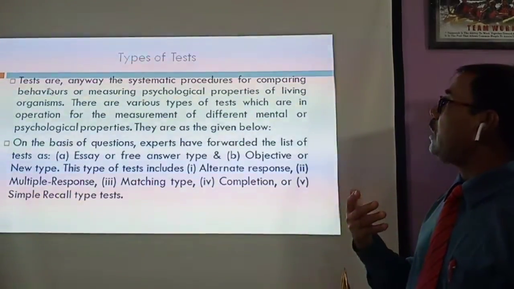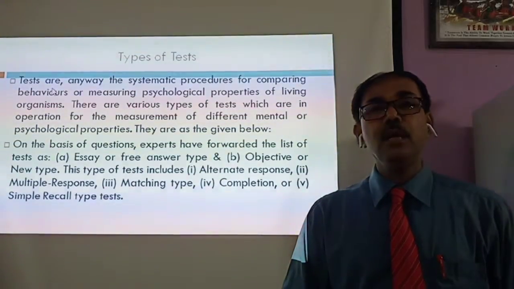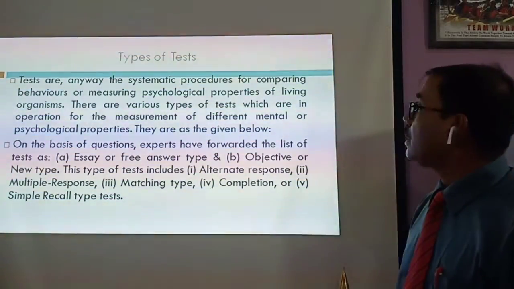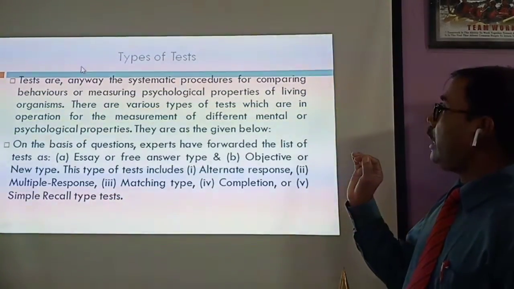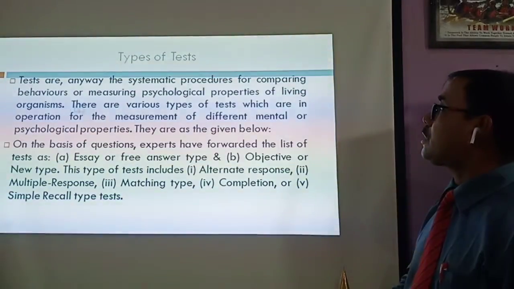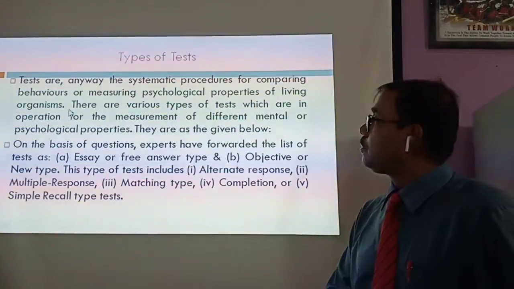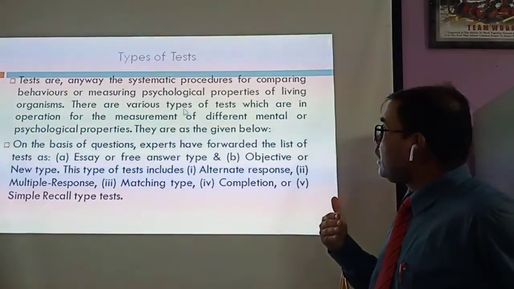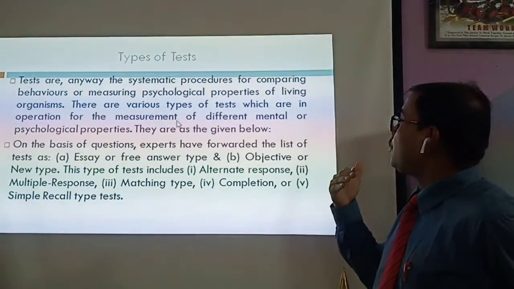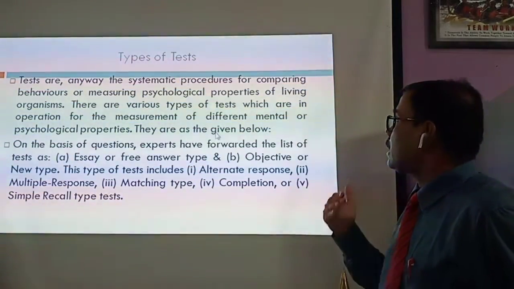Now let us see what is different. We have to understand different types of tests. Tests are systematic procedures for comparing behaviors or measuring psychological properties of living organisms. There are various types of tests in operation for measurement of different mental or psychological properties. They are as given below.